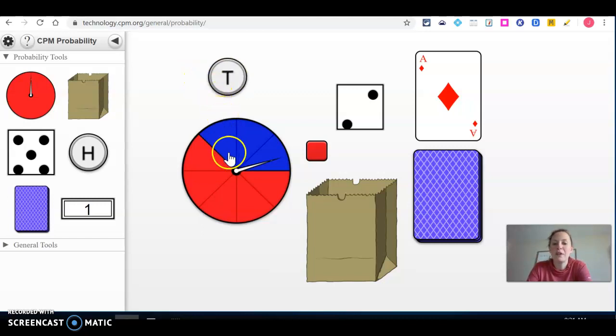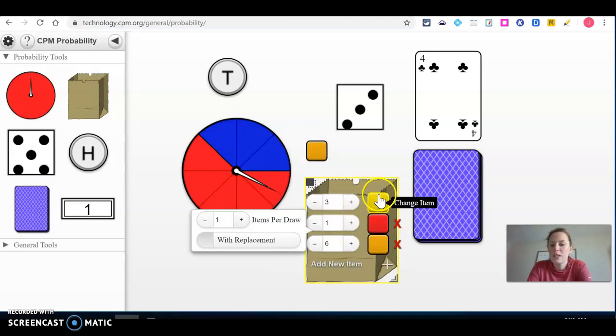Okay, spinner. A spinner could be separated into different sectors, and we don't know. We know it's either, in this instance, going to land on red or blue, but we don't know which one. It looks like it's more likely to land on red. We could do dice. We could pull cards. Ooh, what's going to appear? Is it going to be red? Is it going to be black? We could pick a specific number. We could pick a specific suit. In the bag, I have different, hold on. You can see I have 3 yellow, I have 1 red, and I have 6 orange.